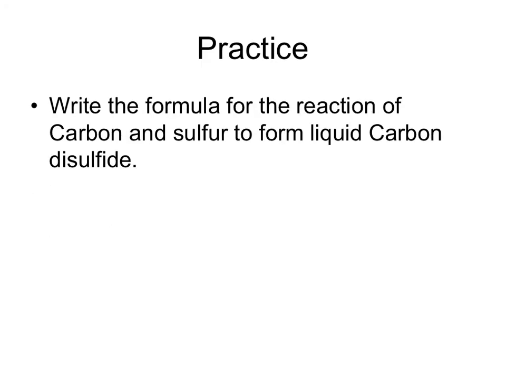Do a little bit of practice. First one is write the formula for the reaction of carbon and sulfur to form liquid carbon disulfide. So, one thing to discuss in regards to state changes, if something's in its elemental form, I don't need to tell you the state, because you can figure it out off of the periodic table. Okay? We're always going to assume that this stuff is done at room temperature, because these are all reactions we could do in our classroom. So you just have to look at your periodic table. If it's in black, it's a solid. If it's in red, it's a gas. And if it's blue, it's a liquid at room temperature.